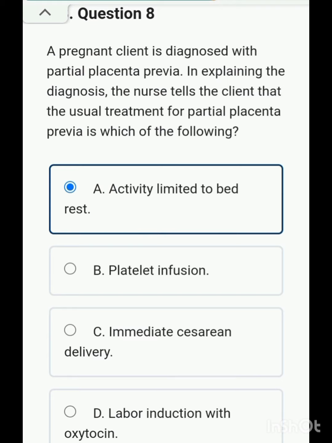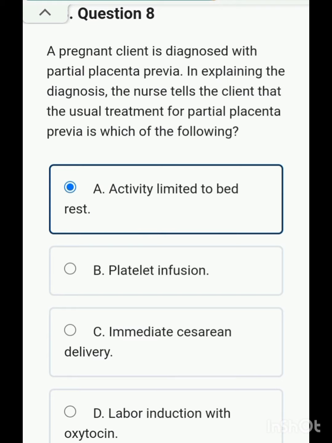Next question: a pregnant client is diagnosed with partial placenta previa. In explaining the diagnosis, the nurse tells the client that the usual treatment for the partial placenta previa is which of the following? A. Activity limited to bed rest. B. Platelet infusion. C. Immediate cesarean delivery. D. Labor induction with oxytocin.